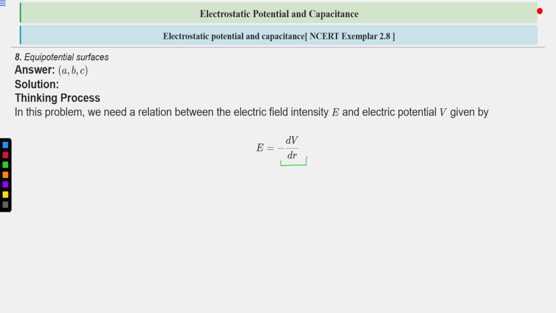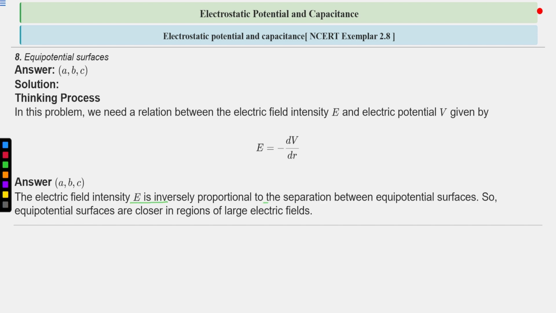So if equipotential surfaces are closely spaced, then there is a high electric field intensity in that region. Electric field intensity is inversely proportional to the spacing between the equipotential surfaces. So if electric field is high in some region, the spacing between the equipotential surfaces will be less. Answer ABC is correct. The electric field intensity E is inversely proportional to the separation between the equipotential surfaces. So equipotential surfaces are closer in the region of large electric fields. In the region where electric field is large, the surfaces are closer. This dr is small.